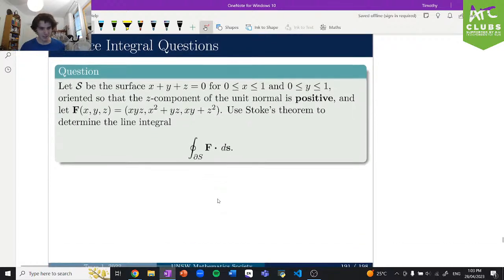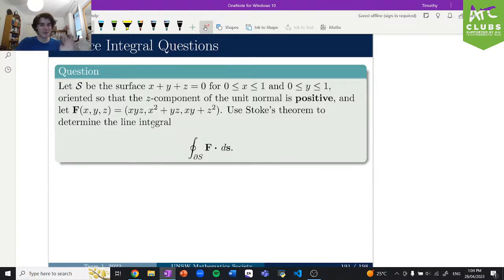So, for example, here, let S be the surface x plus y plus z equals 0, for x and y varying between 0 and 1. We want our normal component to be positive. We have some gross looking vector field like that, and we want to use Stokes' theorem to determine the line integral there. Now, we look at this function and we're like, yuck, that's gross. I don't have to do the line integral over that.